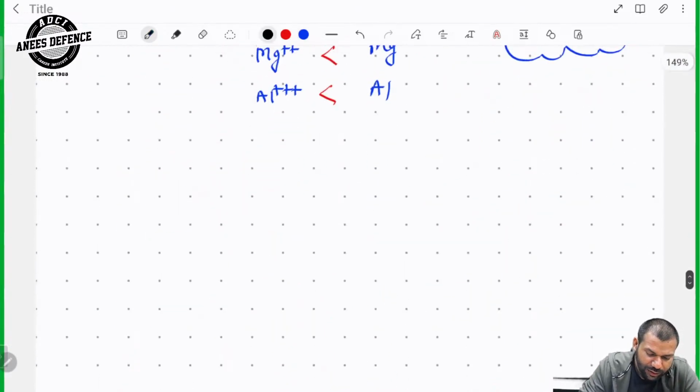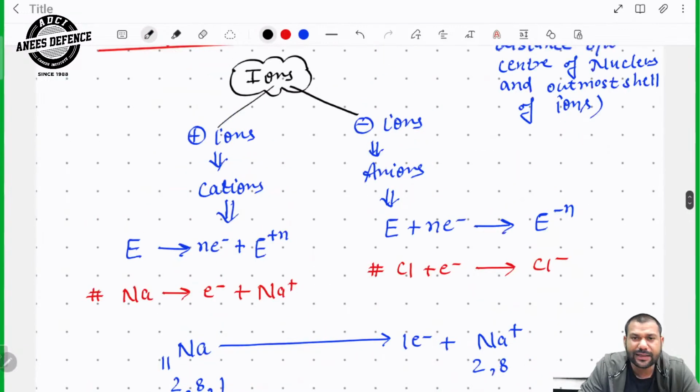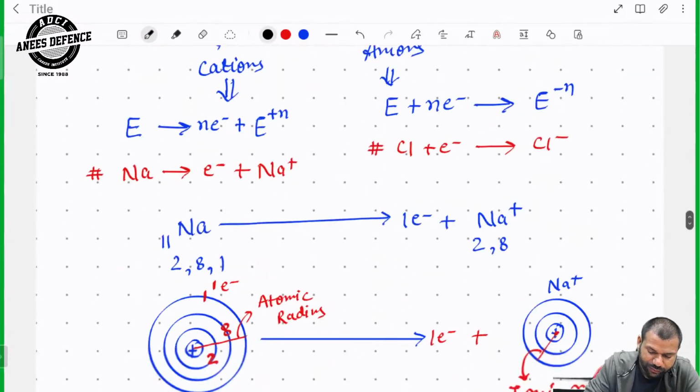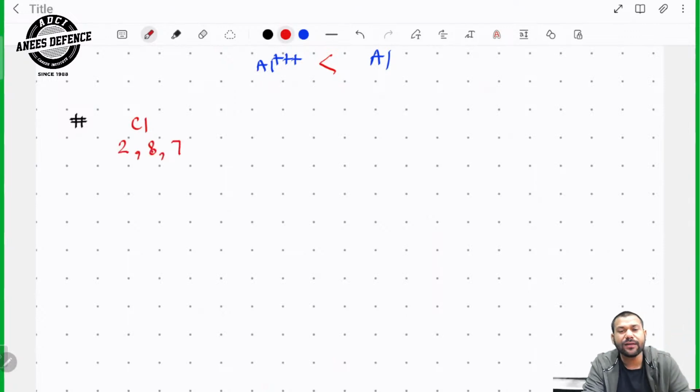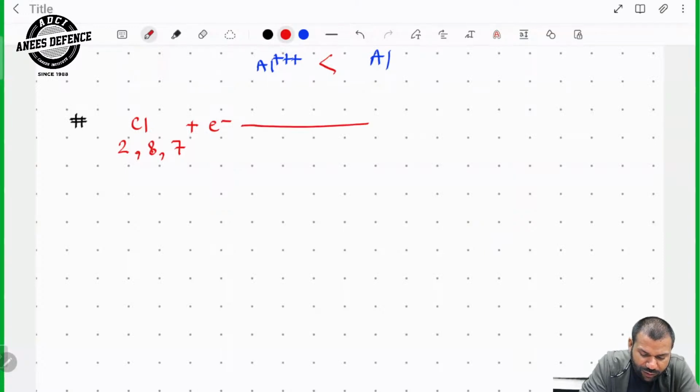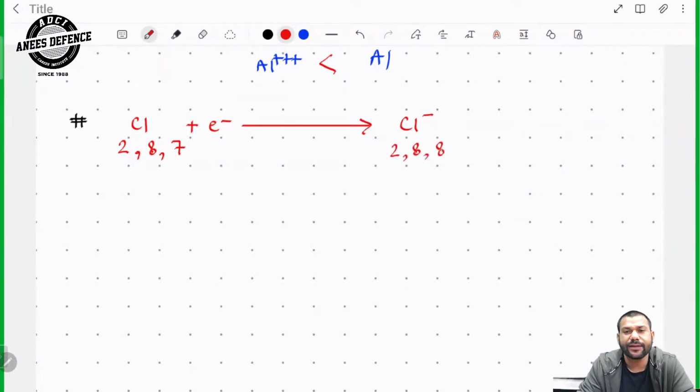Next, we will look at how chlorine gains 1 electron. So this time it is about chlorine. If we look at chlorine, it is 2, 8, 7. So there are 3 shells in the chlorine atom: K shell, L shell and M shell. Now let's say chlorine accepts 1 electron. If chlorine accepts 1 electron, it will become Cl-, and the arrangement of electrons will be 2, 8, 8. That is, the electronic configuration will be 2, 8, 8.